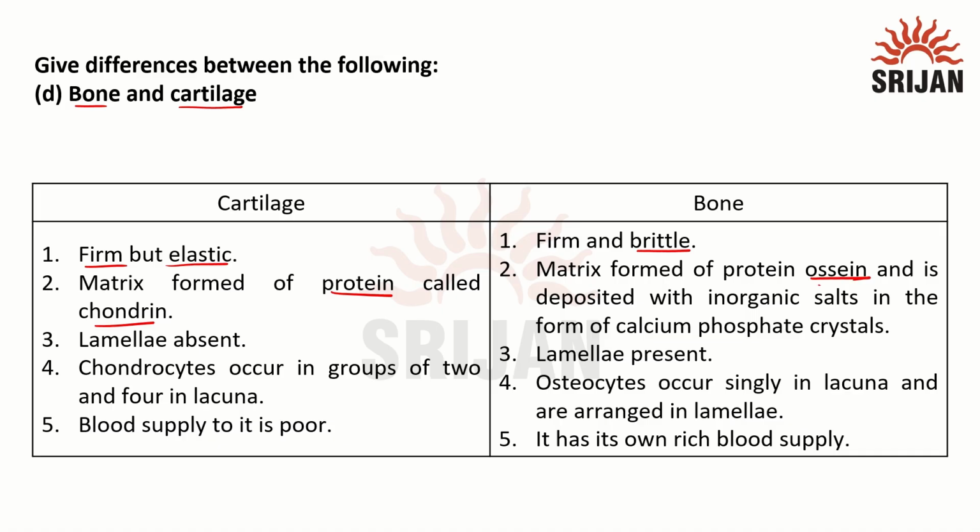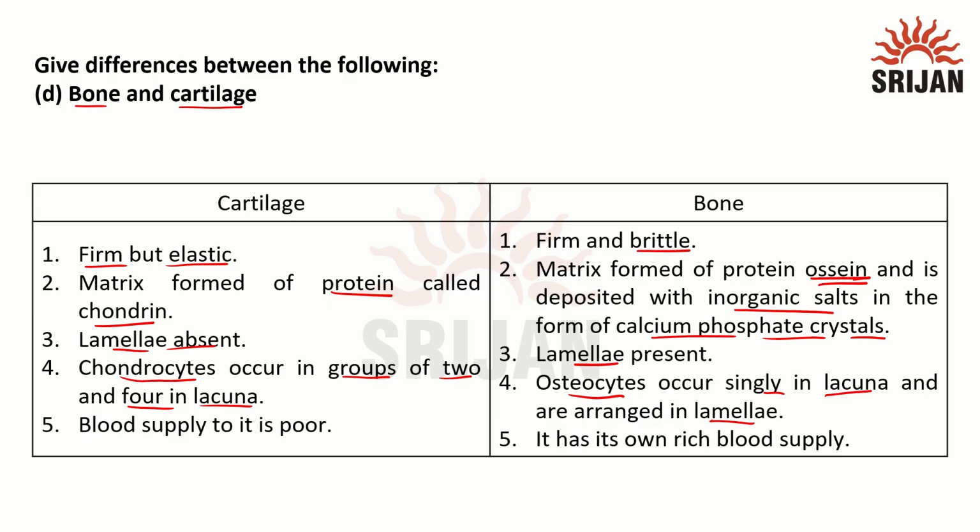one protein is ossein in bones. Inorganic salts formed of calcium phosphate crystals are deposited in the bone. Cartilage does not have a lamella, whereas bone has a structure known as lamella. The cells in the cartilage, that is the chondrocytes, occur in groups of 2 or 4 in a space known as lacuna, whereas in bone the osteocytes occur singly inside a lacuna and they are arranged in concentric circles in the lamella.